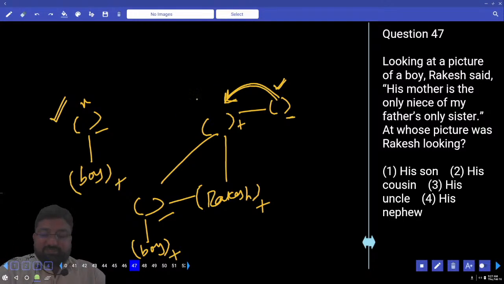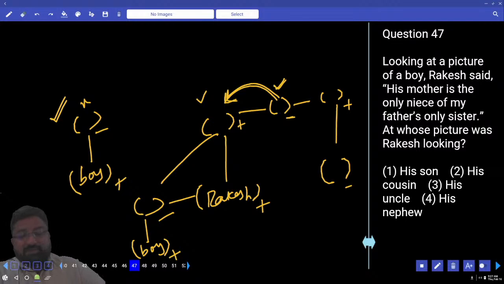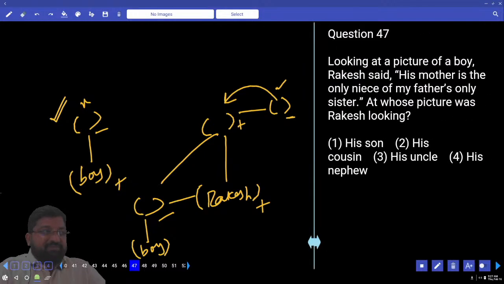He says this person's only sister is this woman. Yes or no? Maybe she could be some other brother's daughter. So this is the problem with SSC and RRB. They make their own assumptions, and as far as the names' gender is concerned, they generally go with your nativity. With Rakesh, what do we assume? We assume male. So in SSC and RRB also, this is what they do. Okay? They make their own assumption.